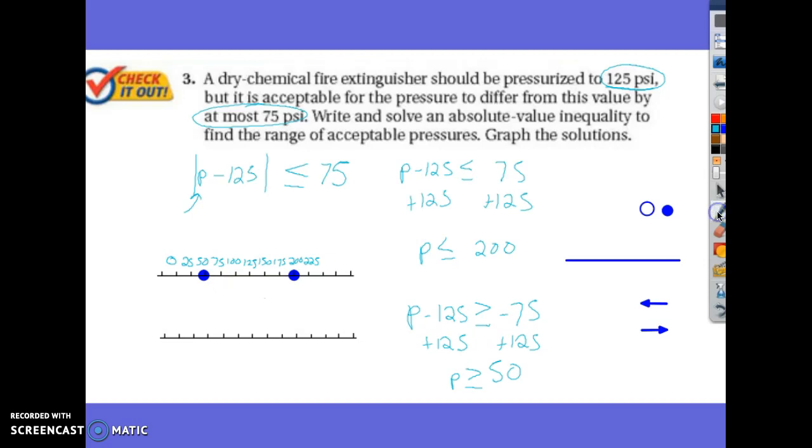So this actually makes sense and is logical because that 125 is right in the middle. But it can differ 75 psi to the right or more, or to the left. So that means that all values are between 50 and 200. So our answer makes sense, and that's a good way to look at it.